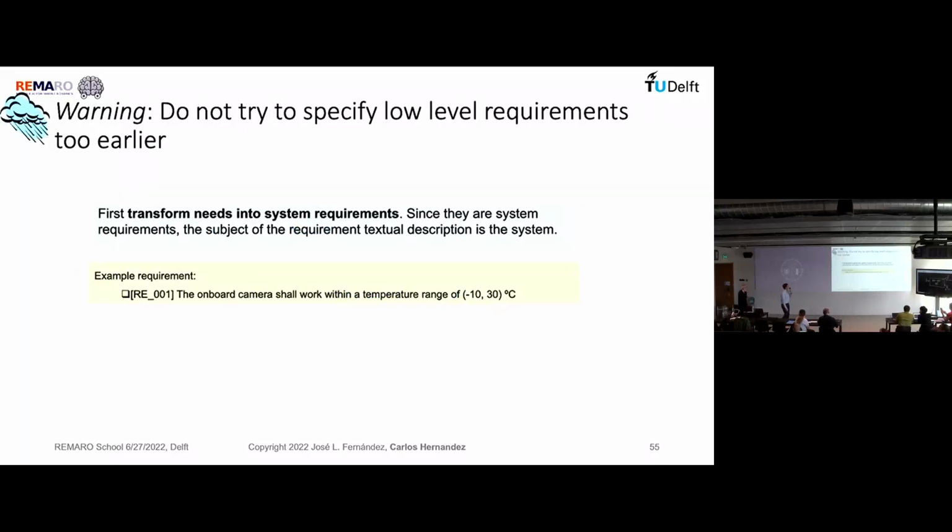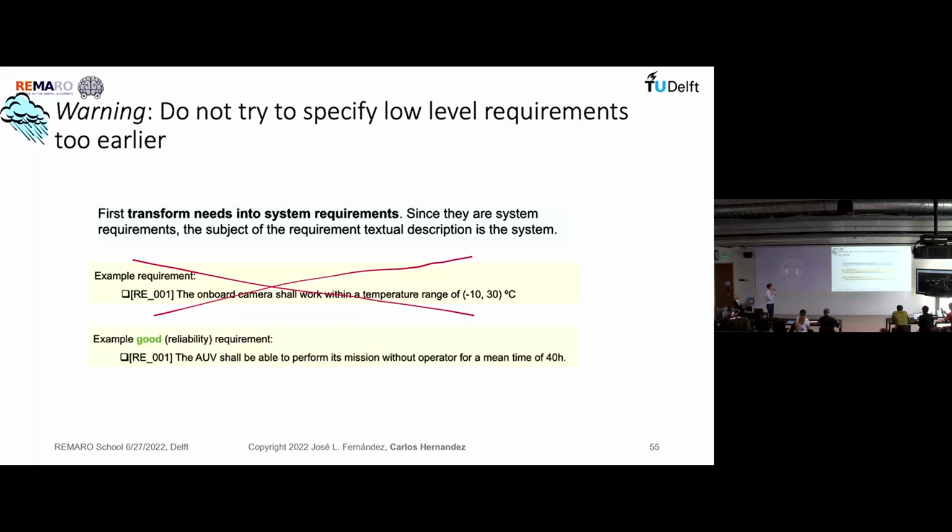It's very important to first transform the needs into system requirements and not go too early into specifying very detailed component-related requirements. So first, you identify your system requirements. For example, this is one requirement: the onboard camera shall work within a temperature range of minus 10 to 30 degrees. Why do we have a camera? Why are we specifying this now? Basically, we are still at the point of identifying what the system should do, the functionalities, right? So this is not the moment in which we specify the range of temperatures for the camera.